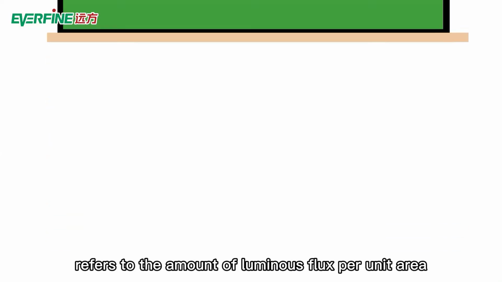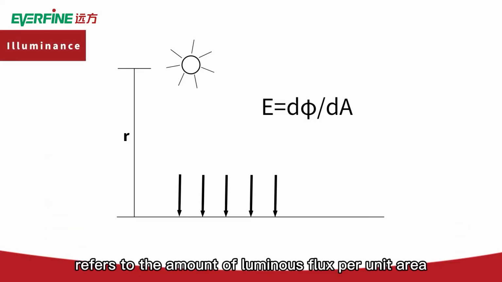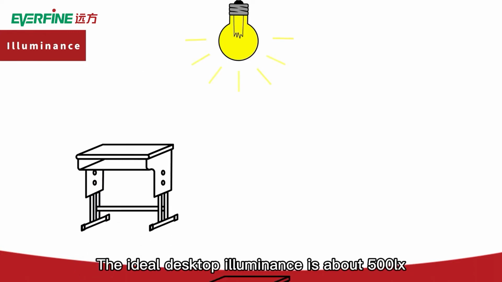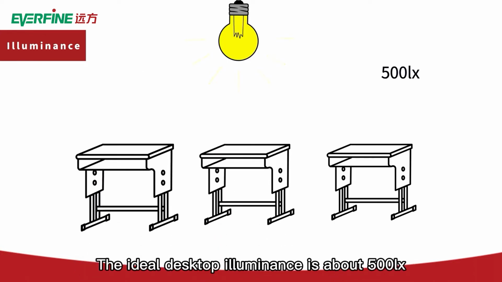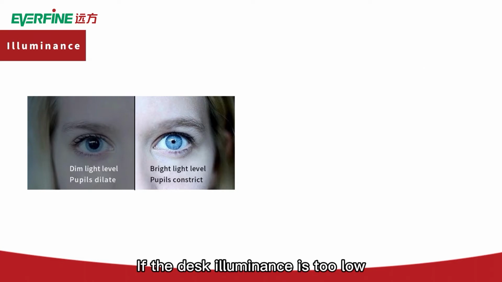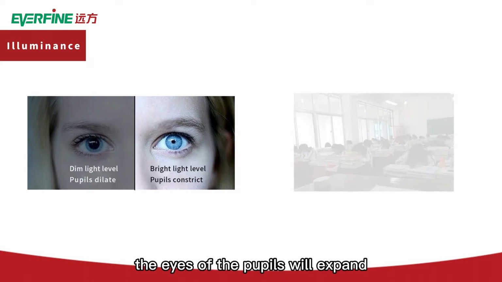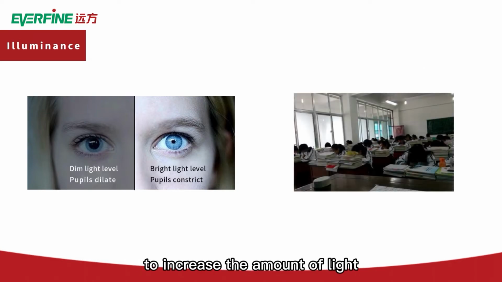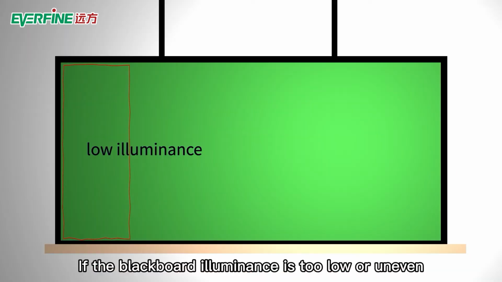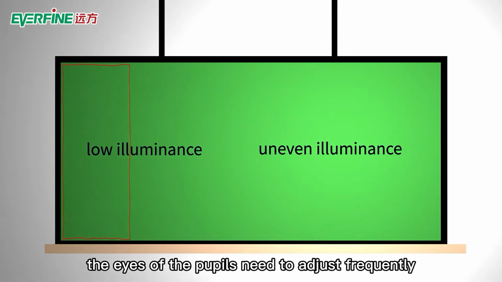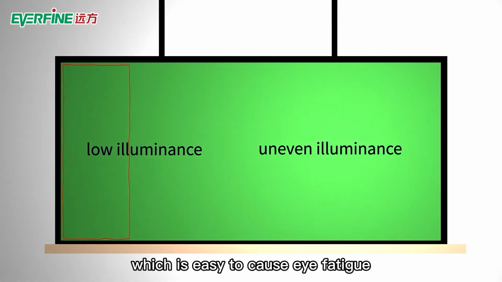Illuminance refers to the amount of luminous flux per unit area. The ideal desktop illuminance is about 500 lux. If the desk illuminance is too low, the pupils' eyes will expand to increase the amount of light. Over a long time, the eyes will become tense. If the blackboard illuminance is too low or uneven, the pupils' eyes need to adjust frequently when looking at the blackboard, which easily causes eye fatigue.